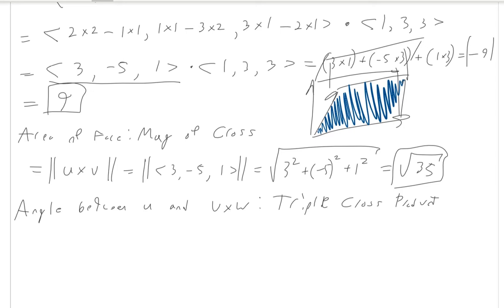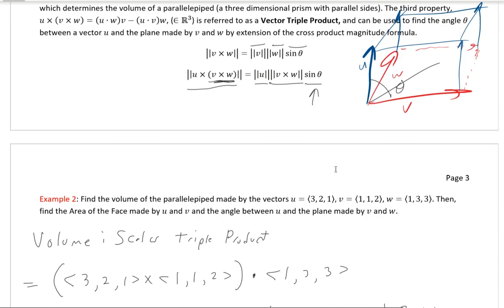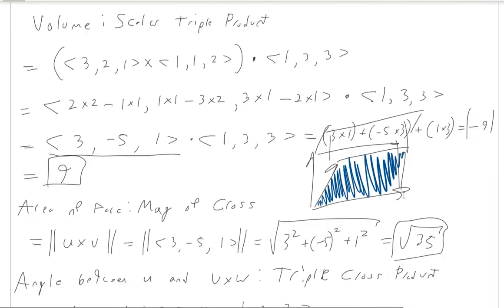So to do so, we already have u. What we need to find is v cross w. If I find v cross w, if you want, you could also just use dot products. But I need v cross w first. I think that's easier anyway. V cross w, where v is 1, 1, 2 and w is 1, 3, 3.